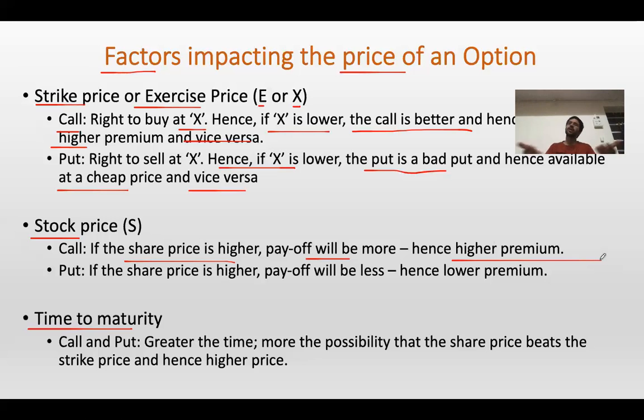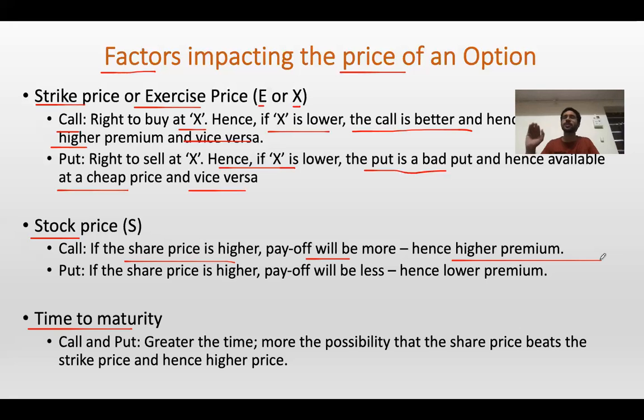Coming to put options, let's take the same numbers. Let's say there are two put options, one which has a current share price of 120 with a strike price of 100, and a second which has an underlying share price of 107 with the strike price of 100 again. If you actually look at it, both of them are out of the money. On an absolute basis, they're both bad put options. But which one is a better put option of the two?